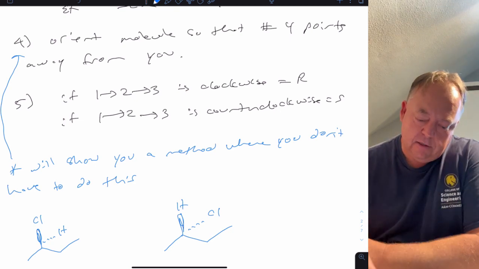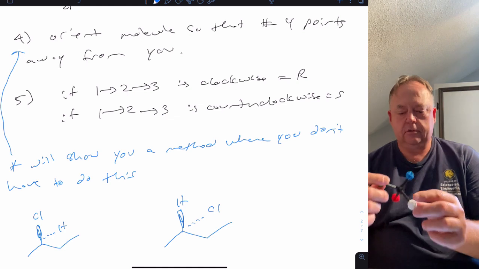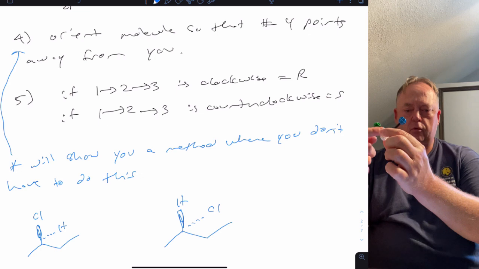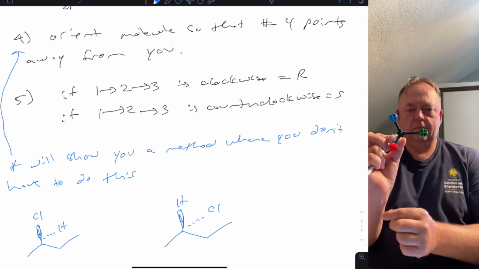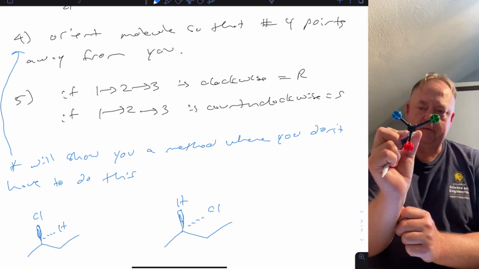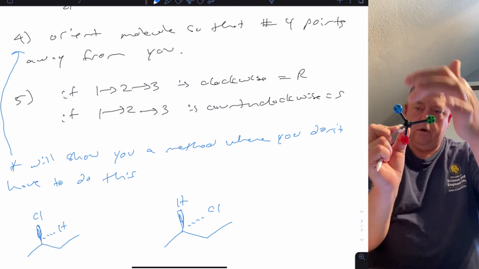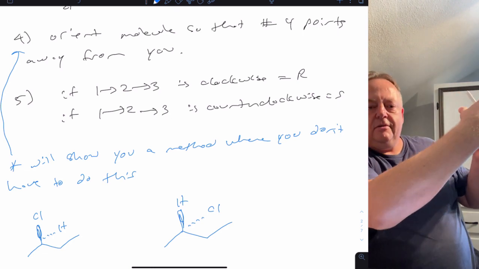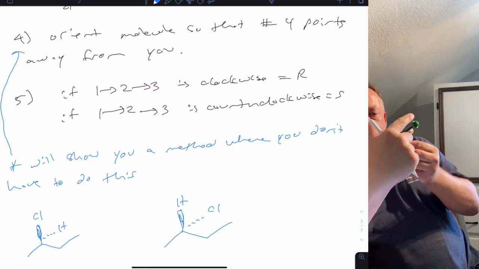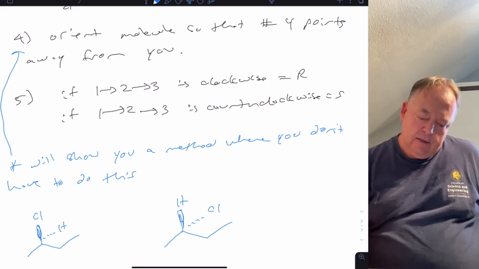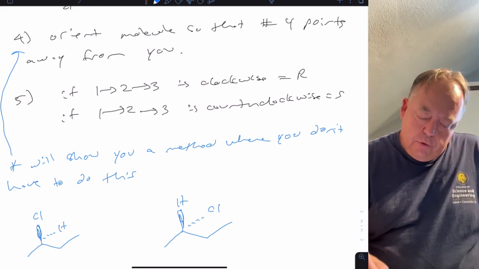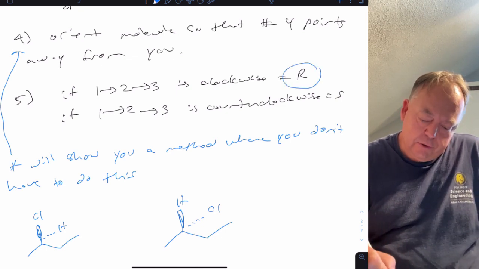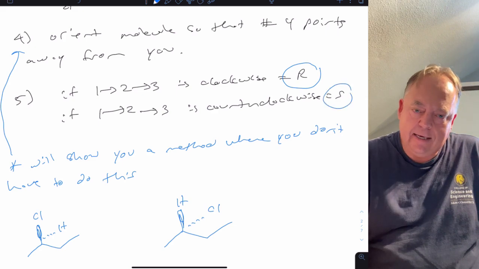Then we're going to orient the molecule so that number 4 points away from us. If the white one was number 4, for example, I would want to view the molecule like that, so number 4 is pointing away from me. Or like that, so number 4 is pointing away from you. And then you're going to go 1, 2, 3. From your perspective, that would be 1, 2, 3 counterclockwise. If your arrow from 1 to 2 to 3 is clockwise, that's called the R isomer. If your arrow from 1 to 2 to 3 is counterclockwise, that's called the S isomer.